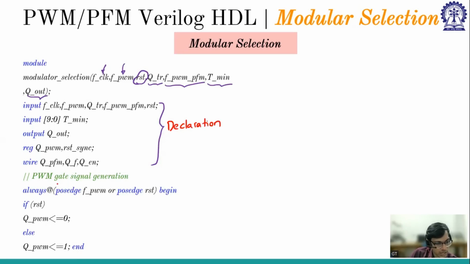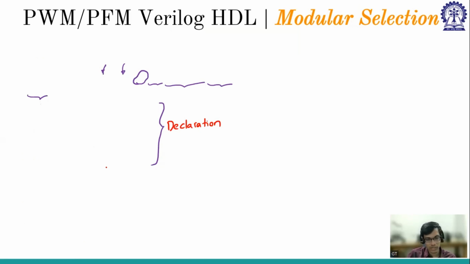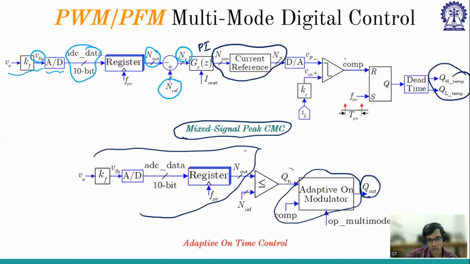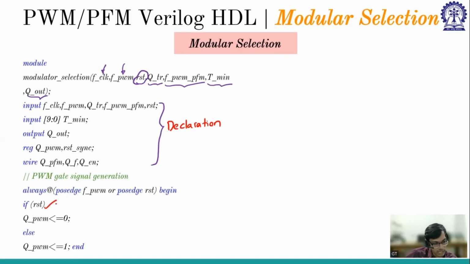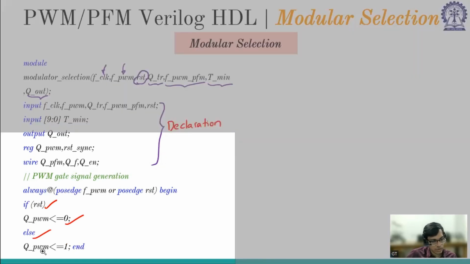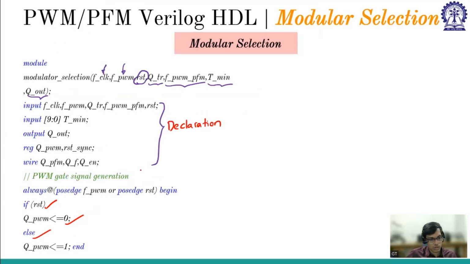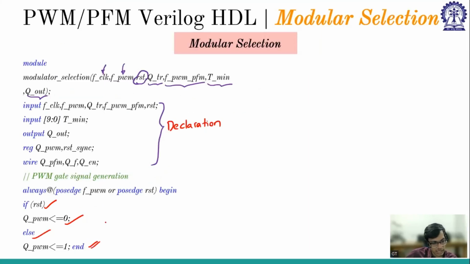So this is the PWM gate signal generation, which means this. If the comparator is 1, then Q is 0. If S set is 1, then Q is 1. That is what is being done here. So if it is reset, it becomes 0, else it becomes 1. Okay, we have a chart. So this is that SR flip-flop of the PWM.